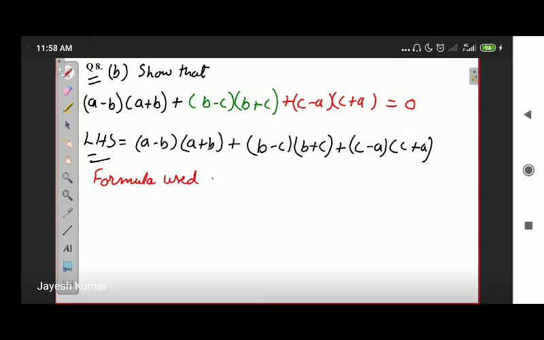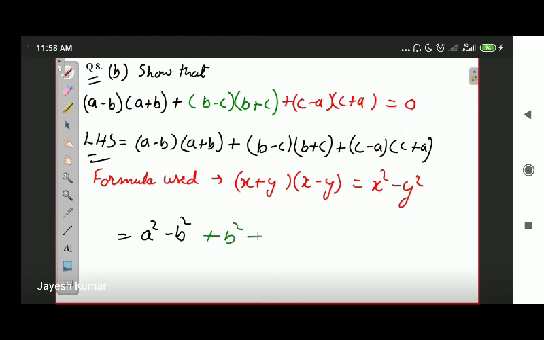The formula used here will be, let me use different variables this time, x plus y and x minus y are to be factorized as x square minus y square. So a minus b and a plus b will become a square minus b square. b minus c and b plus c will become b square minus c square. And lastly, c minus a and c plus a will become c square minus a square.